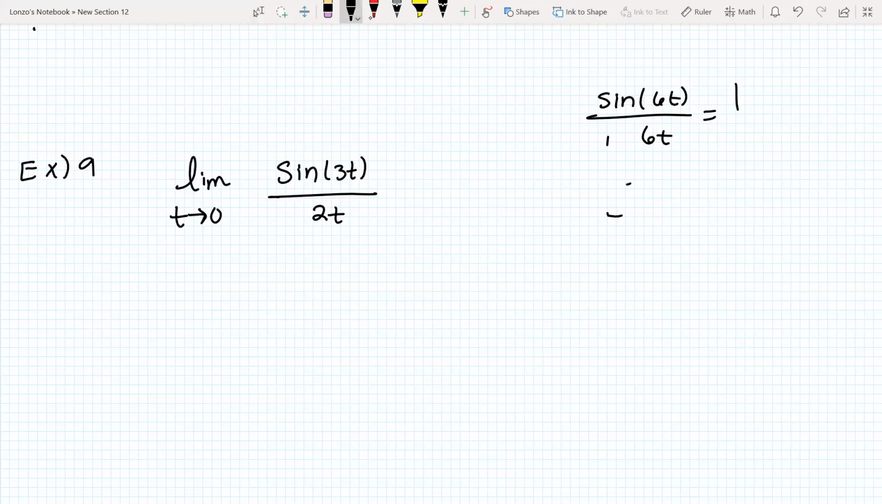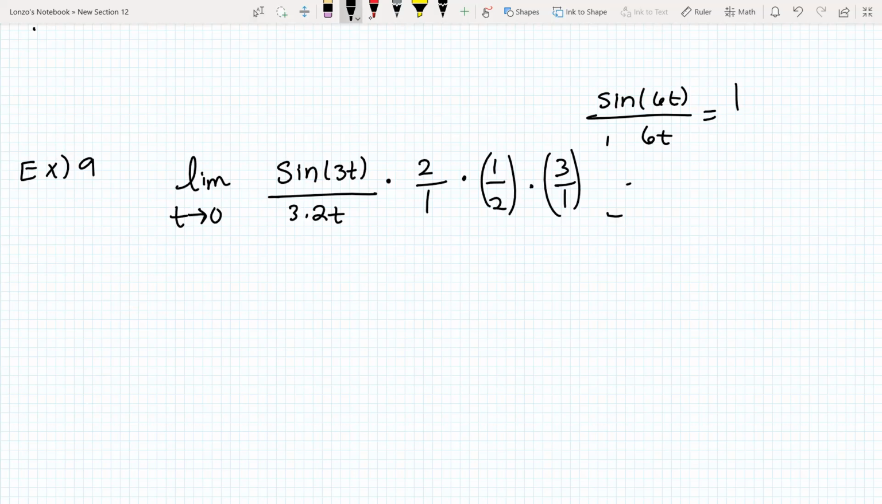So we were right the first time. We were right trying to make this sine of 6t over 6t. So to do this, to get 6, you have to multiply this by 2. But then to balance it, you have to multiply this by 1 over 2. And then over here, to make this a 6, you would have to multiply this by 3. And in order to do that, you have to multiply this by 3 over 1. There you go.